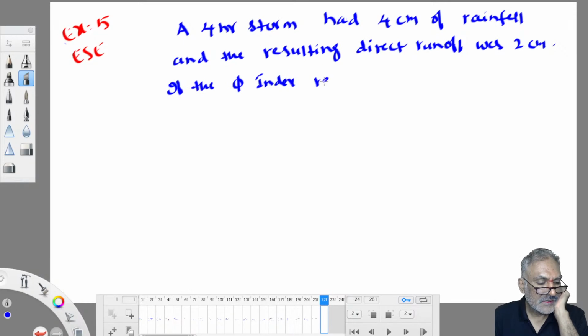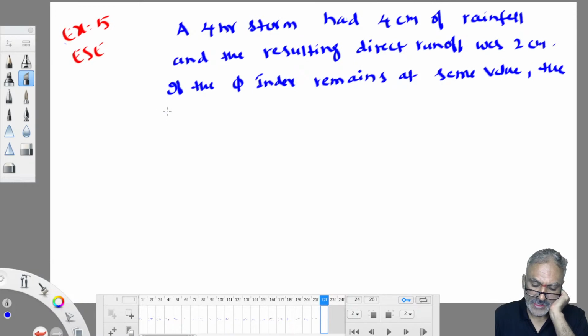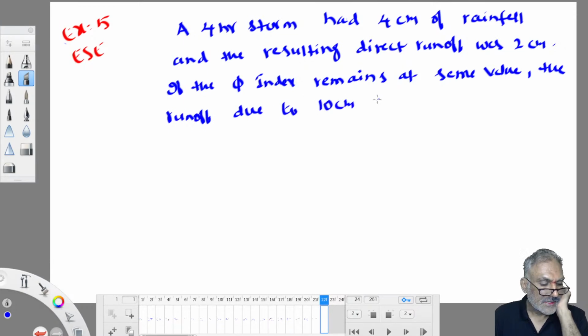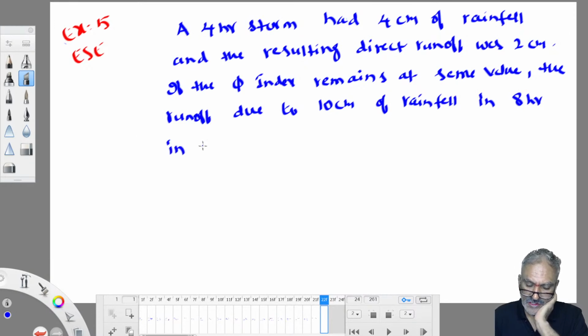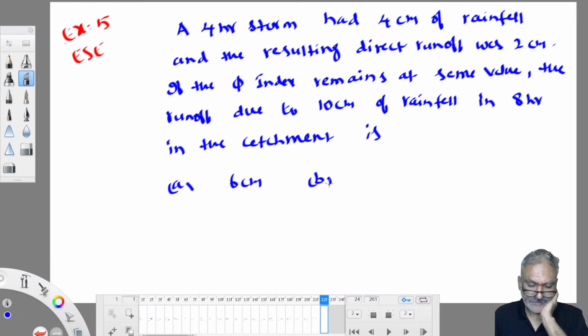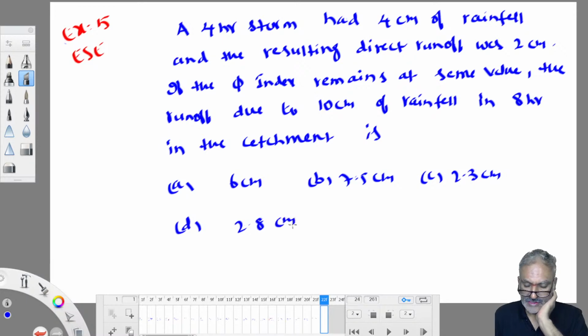If the pi index remains at the same value, what is the runoff due to 10 centimeter of rainfall in an 8-hour storm in the catchment? The options given are 6 centimeter, 7.5 centimeter, 2.3 centimeter and 2.8 centimeter.